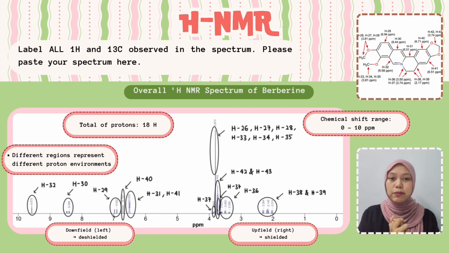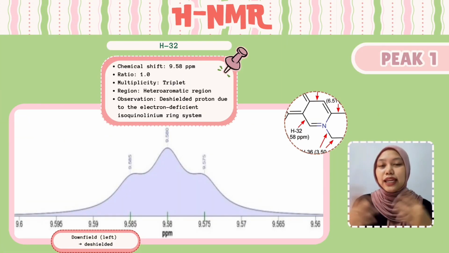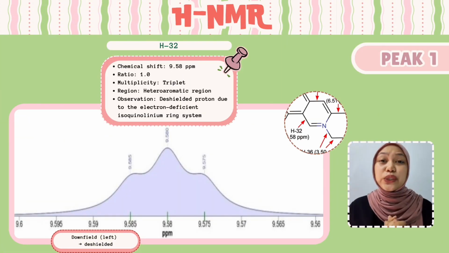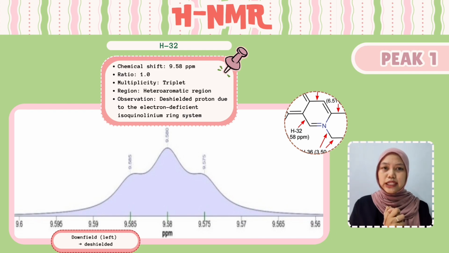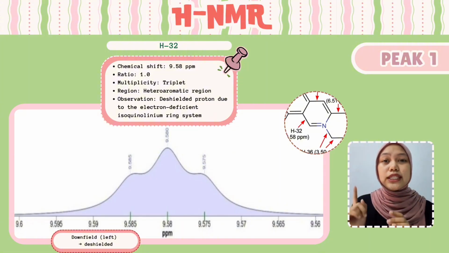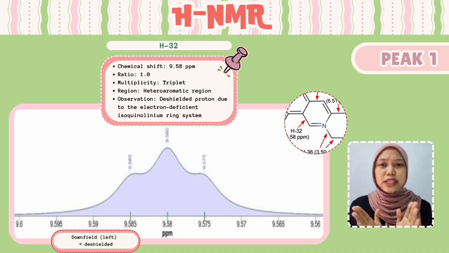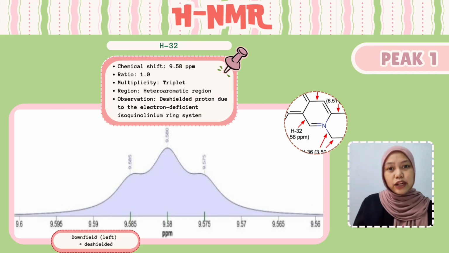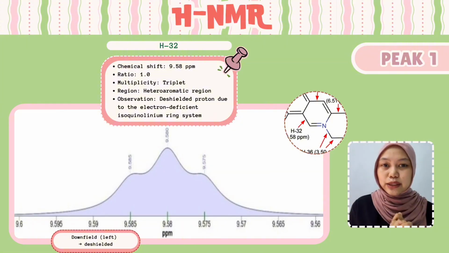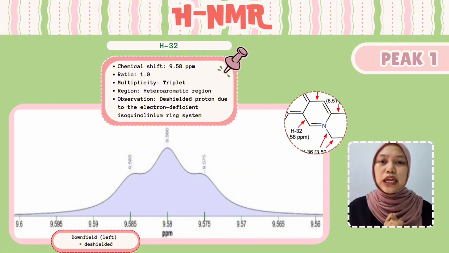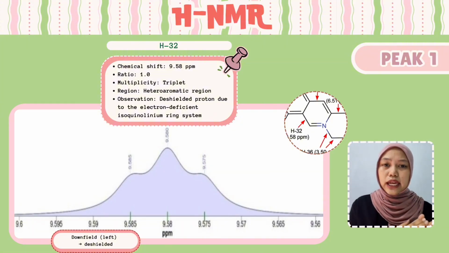Now, I will explain each signal peak in detail. Let's have a look at peak 1. Starting with the most downfield signal, the first peak appears at 9.58 ppm, which is assigned to hydrogen 32. This signal has an integration ratio of 1 hydrogen, meaning it represents 1 proton. Since this peak appears far to the left side of the spectrum, hydrogen 32 is considered highly deshielded. This proton is located in the heteroaromatic region of berberine.